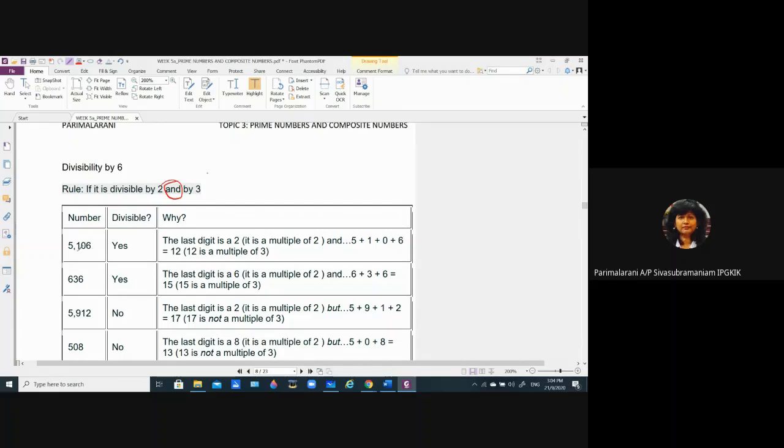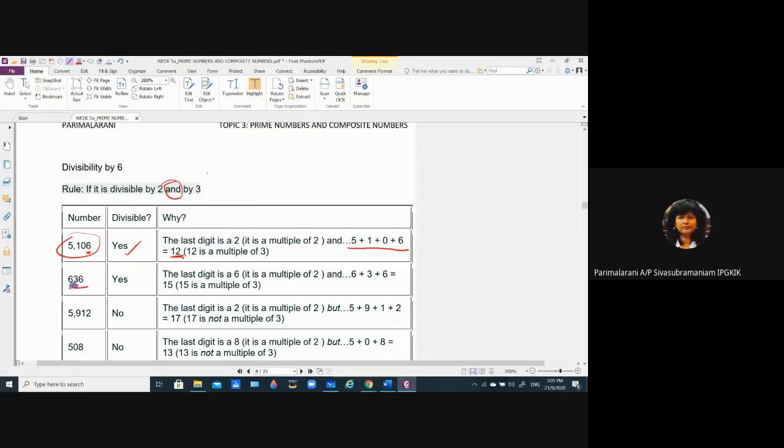Okay, so 5106. Is this divisible by 2? Yes, the last digit is even. So this number can be divided by 2. Can it be divided by 3? Add all the digits, you get 12, and 12 is a multiple of 3. Therefore, this number can be divided by 2 and can be divided by 3. Therefore, this whole number can be divided by 6.